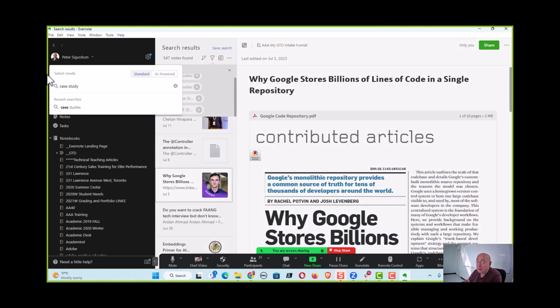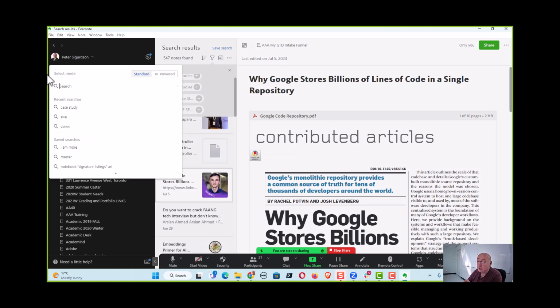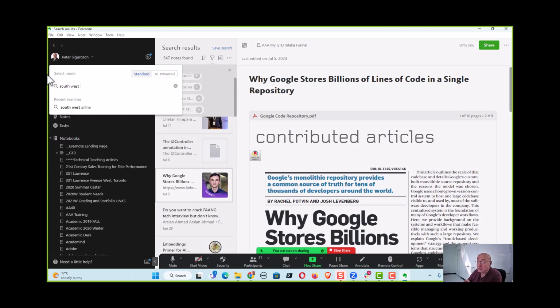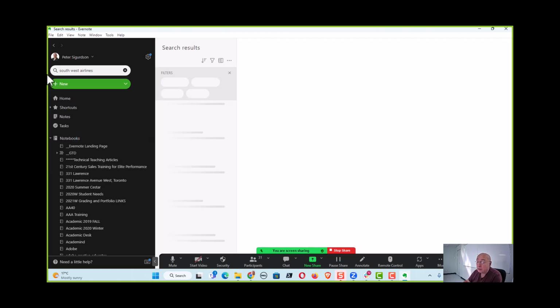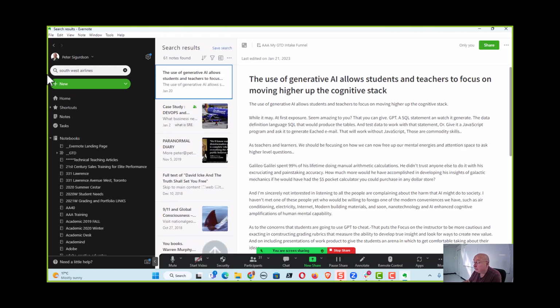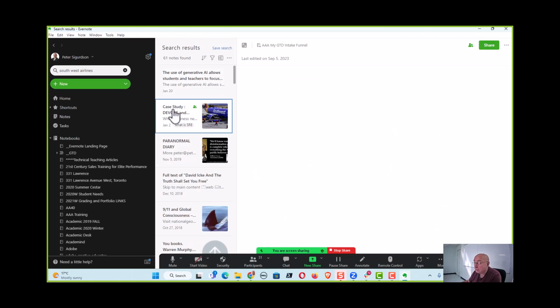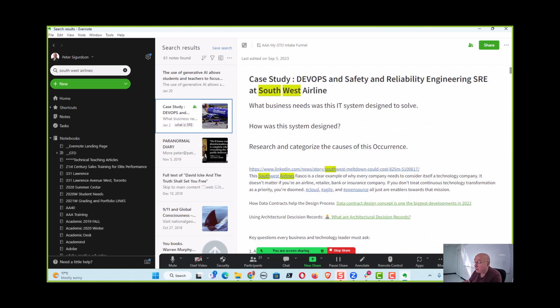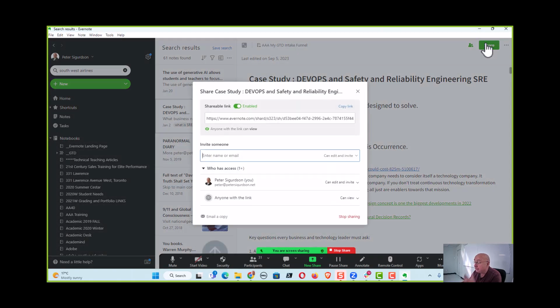Why am I not finding it? Southwest Airlines. How did I spell it? Southwest Airlines. Here we go. Okay, good. Yeah, it's actually from another class I teach on DevOps, but not kind of related. Whoops, gotta plug my computer in before the power dies. Hang on.